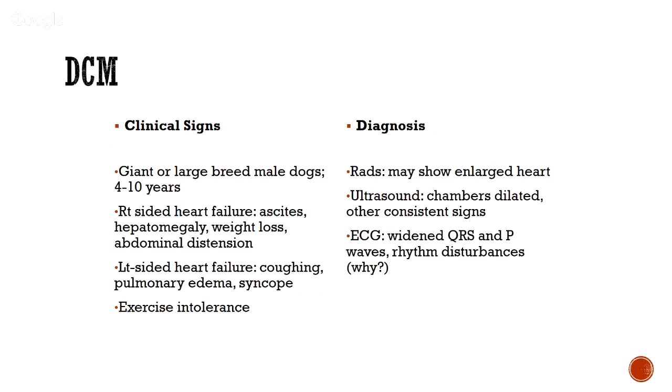And from there, it goes down the bundle of His, which is in between the left and right ventricle in that septum there, that wall between them. And then it goes out through the Purkinje fibers. So the QRS in the ECG is related to the time it takes from the AV node to go through the bundle of His and out through the Purkinje fibers. And so if we're seeing an enlarged QRS, it's widened, that just tells us it's taking more time to go from one spot to another, which means we've got a bigger surface for the electrical activity to go past.